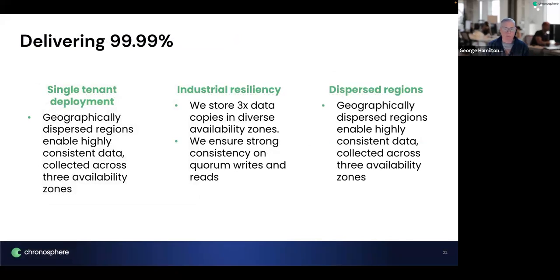And a little bit about how we've historically been able to deliver the 4 nines, right? Again, this is all presented on our website as well. As Joel mentioned, there's the single tenant deployment, but in addition, the industrial resiliency. We store 3x data copies in diverse availability zones. So we ensure strong consistency on quorum writes and reads using dispersed regions. We're geographically dispersed, so we have highly consistent data collected across those different availability zones. That's how we're able to deliver historically 4 nines of availability.